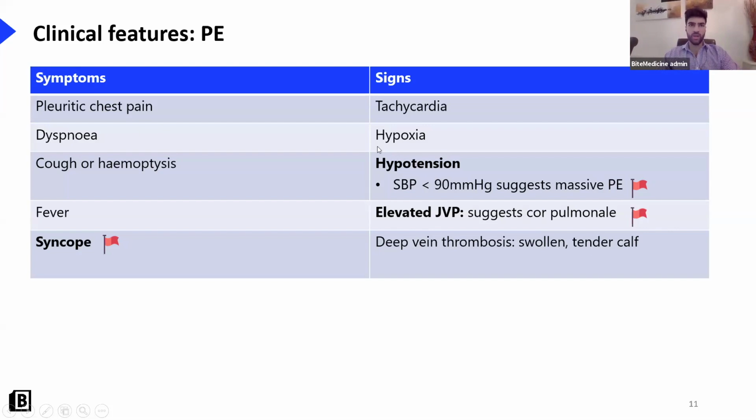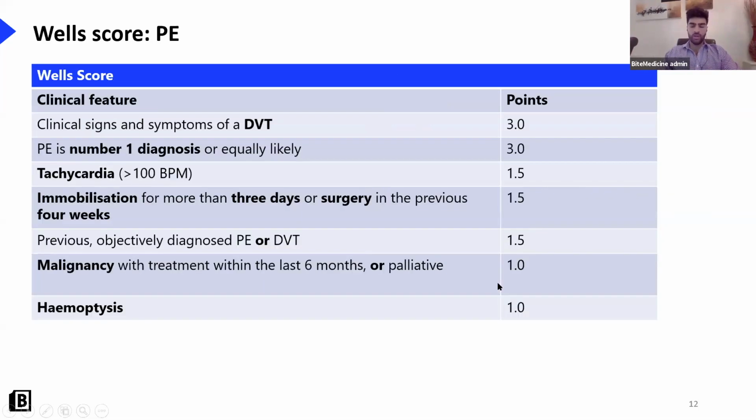So someone asked, can they go into cor pulmonale acutely? Yes, this is acute heart failure secondary to a pulmonary embolus. So once you suspect that the patient has a pulmonary embolus, you have a patient who's come in with classical features of a pulmonary embolus, you then need to calculate something called their Wells score.